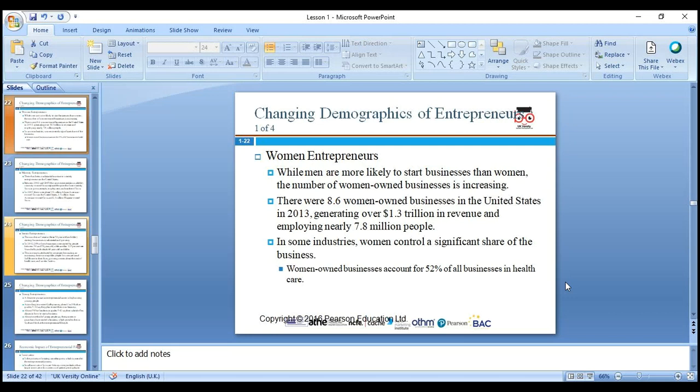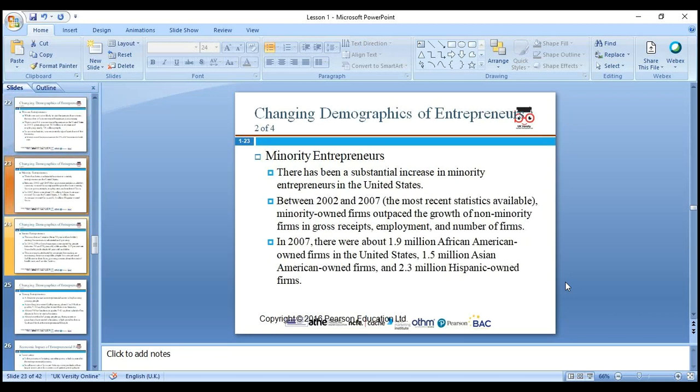There is 8.6% in the United States. That is quite old research, these slides which I have, but now it is significant. Now it is around 10.6%, more than that. Then minority entrepreneurs have been substantially increasing, like different ethnic groups.